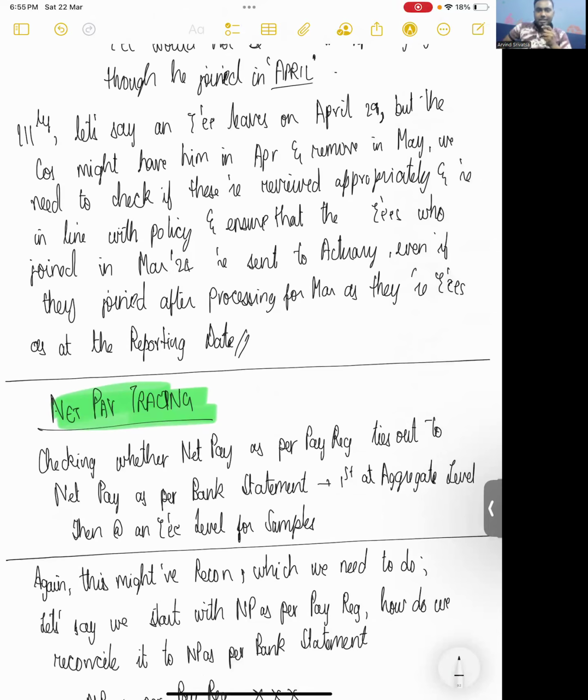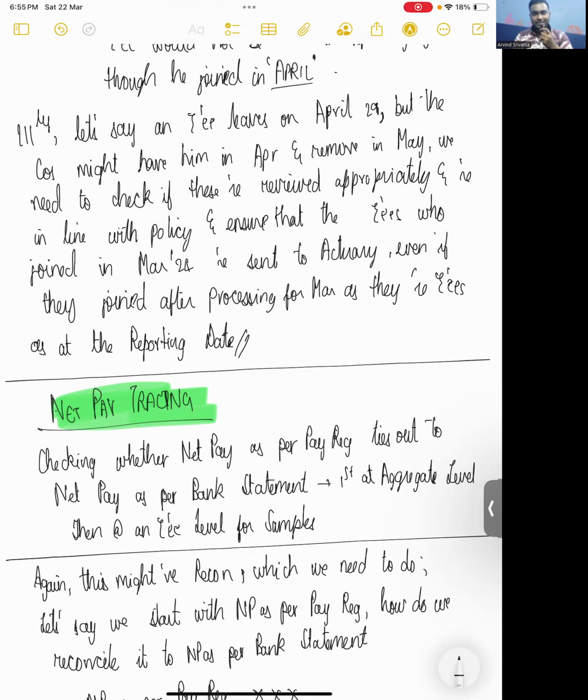Net pay tracing. So net pay, which I explained, is your gross pay minus your deductions, which is equal to net pay. So your net pay will be appearing as a column in your pay register. So what you will actually do is, let's say your net pay is 80, you will go to your bank statement and see if the company's bank account has been debited to the extent of 80. But there might be cases where the net pay might not be 80. It might be a higher number or a lower number. There might be reasons for this, which we will discuss.